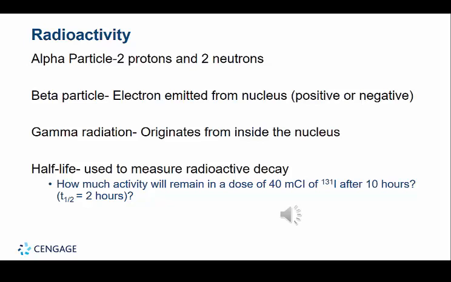Another 2 hours, we're down to 5 millicuries. After 2 more hours, we're down to 2.5 millicuries. And finally, 2 more hours, equaling 10 hours, we would be down to 1.25 millicuries. So 1.25 would be your final answer. Also, see the snippet uploaded in Canvas of me working more of these problems.